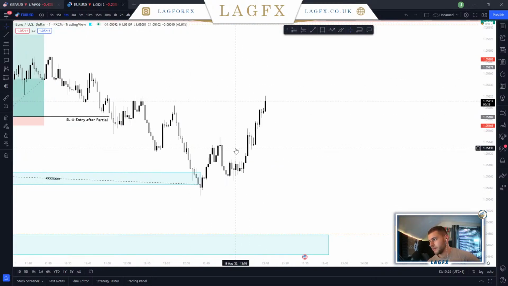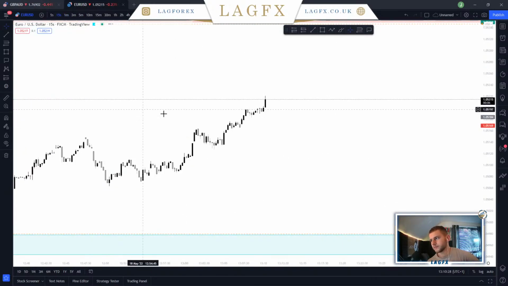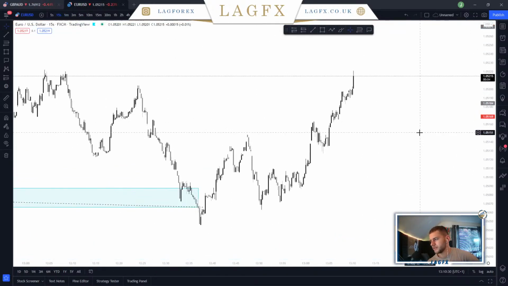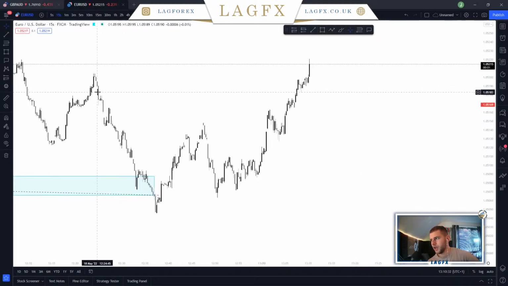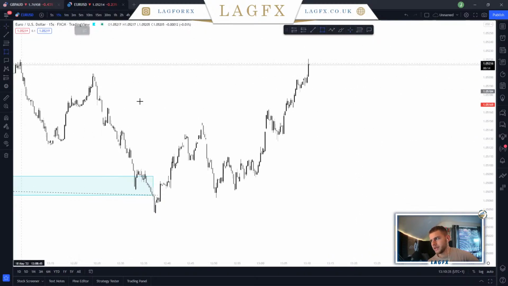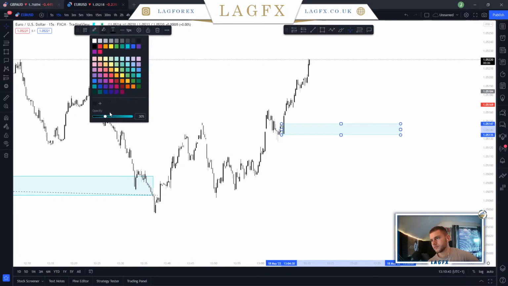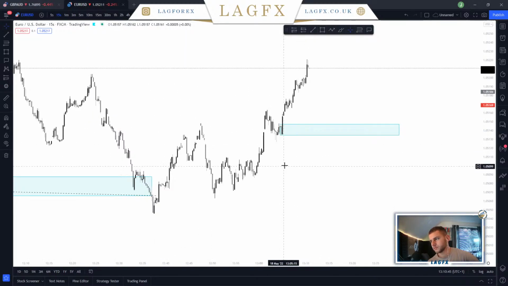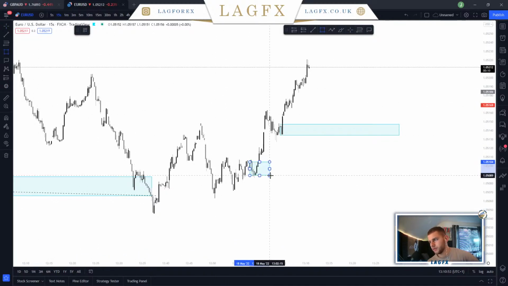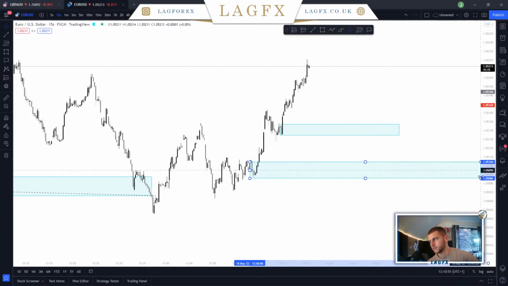So we can now look inside of this level and say, right, where inside of here is representing a nice position where a demand zone could be remaining. So realistically, we have this level. Could also argue that we have this level down here.